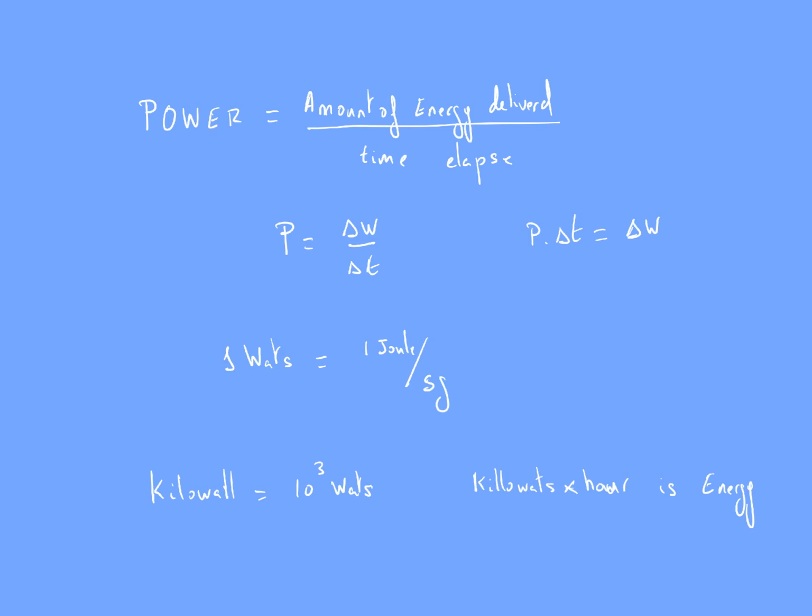The concept is power. Power is the amount of energy delivered divided by the time elapsed. You can deliver a big amount of energy in a small elapsed time, so the power will be very big. So the power multiplied by the time elapsed is the work that you provide. Power is measured in watts, and a watt is 1 joule per second. 1 kilowatt is 10³ watts, and kilowatt-hours is not power. Kilowatts, power, times time, this is work.